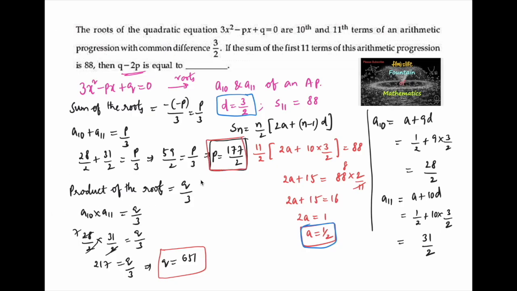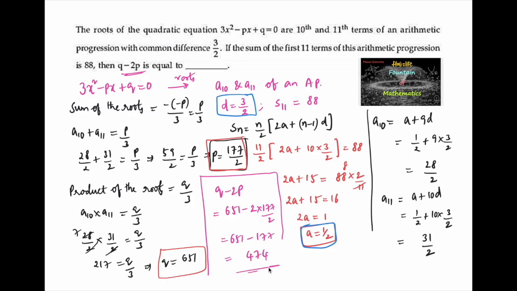Now we need to find q minus 2 times of p, that is 651 minus 2 times of 177 by 2, that is 651 minus 177, which gives the value 474. So 474 is the answer.